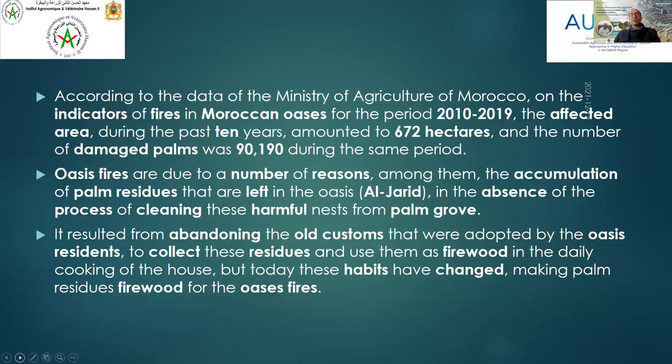Oasis fires are due to a number of reasons, among them the accumulation of palm residues that are left in the oasis, jarid, in the absence of the process of cleaning this harmful nest from the palm grove, and it resulted from abandoning the old customs that were adopted by the oasis residents to collect these residues and use them as firewood in the daily cooking of the house. But today, these habits have changed, making palm residues firewood for the oasis fires instead.